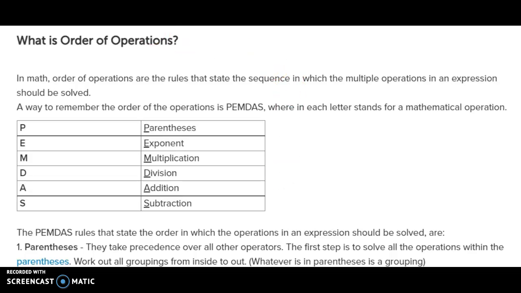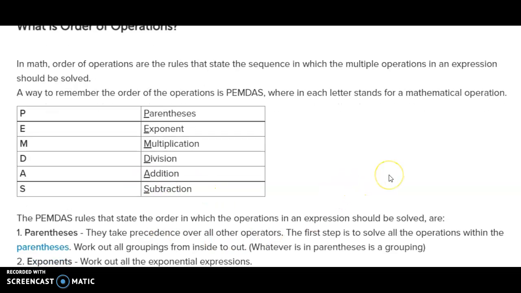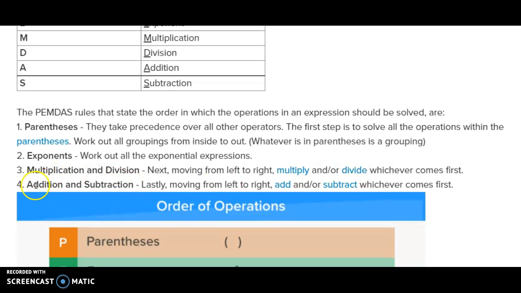And first, I want to go over order of operation. A lot of people use the PEMDAS method because we solve anything in the parentheses first, then exponents, multiplication, division, and then it says addition and subtraction. Now, sometimes the reason why I don't love this is because it can get a little confusing because it has addition before subtraction. But the rule is actually addition and subtraction, which means you move from the left to the right and add or subtract whichever comes first.